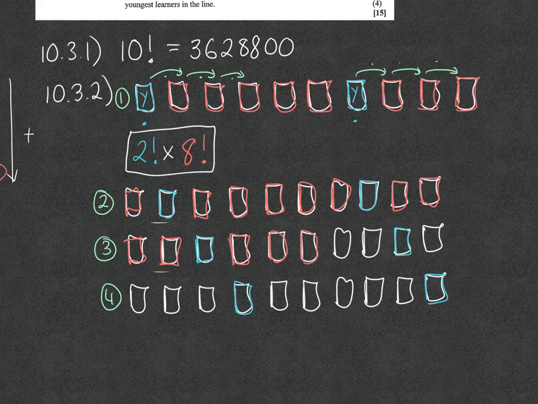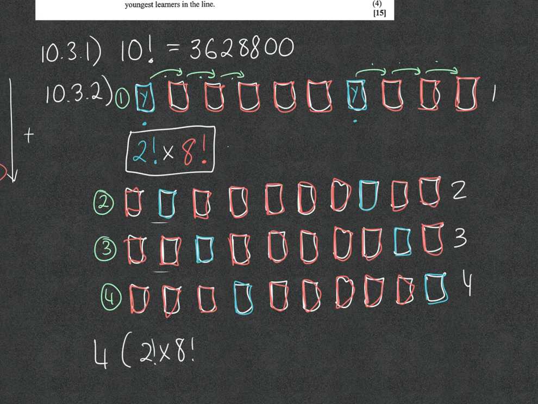But the count for each row remains the same. It's 2 factorial times 8 factorial, because it's still 2 youngsters that can be rearranged, as well as the 8 other people. So we are just multiplying that by the number of changes that can happen. How many changes are there? There are 1, 2, 3, 4 changes. So we take 2 factorial times 8 factorial, and we multiply it by 4.